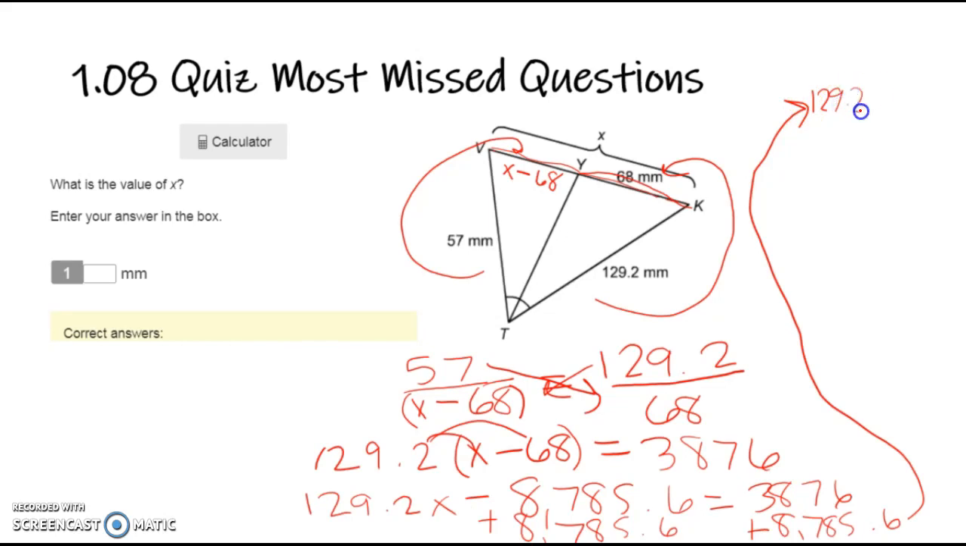That will bring us to 129.2x is equal to, and we're going to divide. We're going to take that 8,000, or excuse me, we're going to add. We're not dividing yet. That'll be our next step. We're going to add 8,785.6 plus 3,876. And so you end up with 12,661.6. Divide both sides by that 129.2.